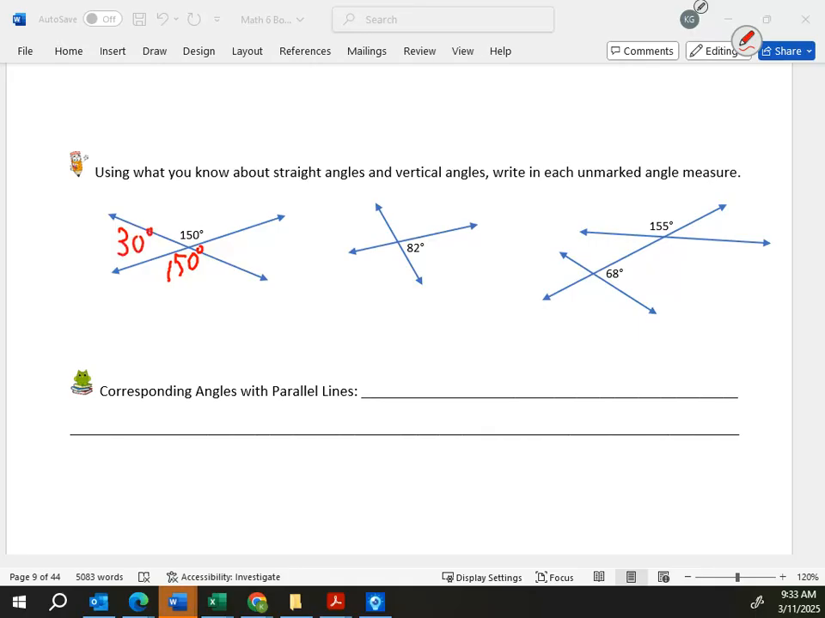How did you know that was 30 degrees, Adeline? 150 plus 30 is 180. It is a supplementary angle. Who can fill in our last angle measurement? Lila.